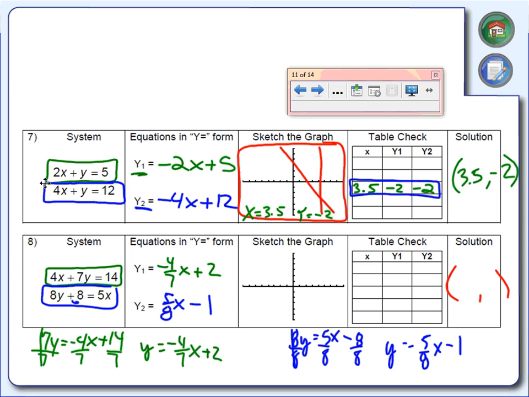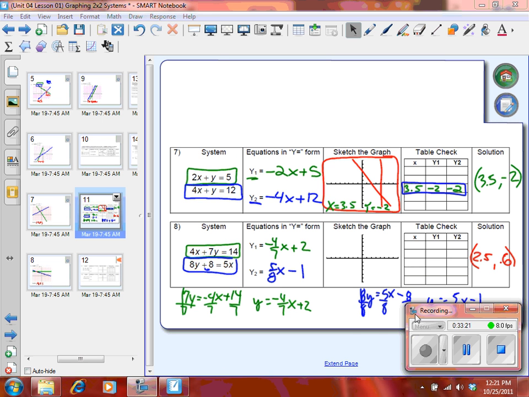All right, Livia, what did you get for your solution there? What was the decimal? 2.5 and 0.56, but if I go to 1 decimal place, that would make it 0.6. All right, so our solution is 2.5, 0.6. That is the ordered pair that satisfies both of these equations. All right, so that takes us through solving systems of equations using the graphing method.